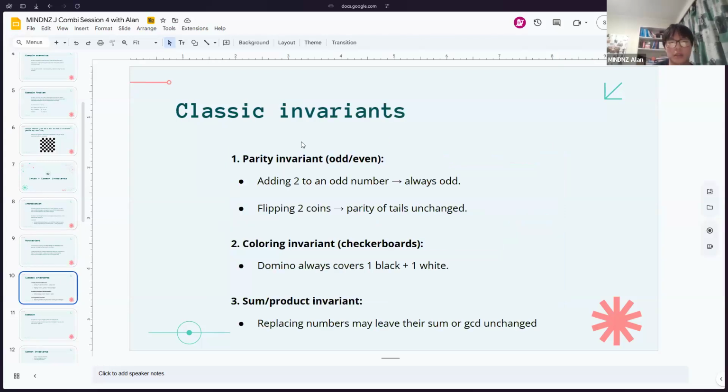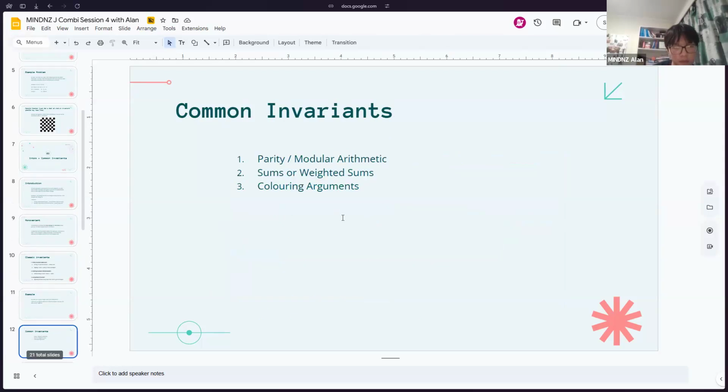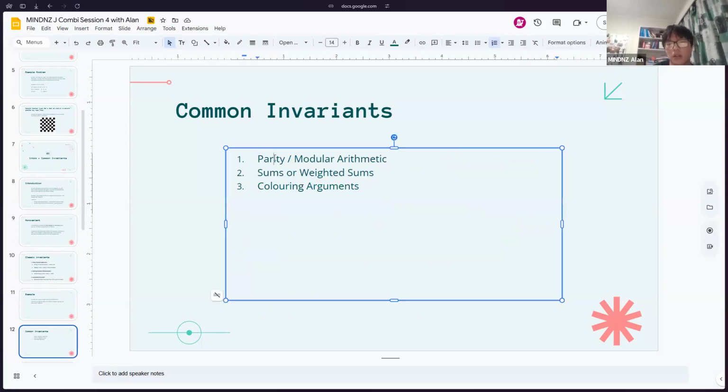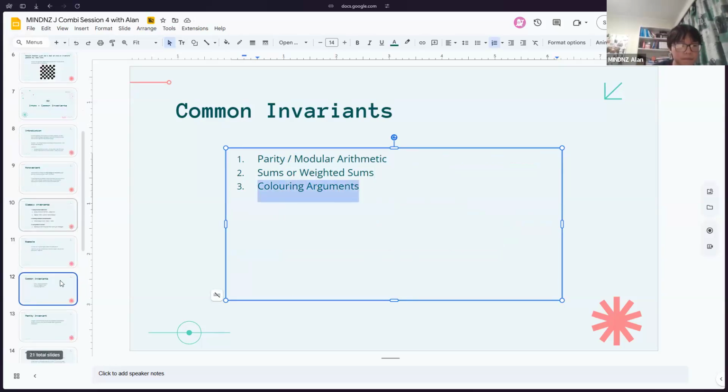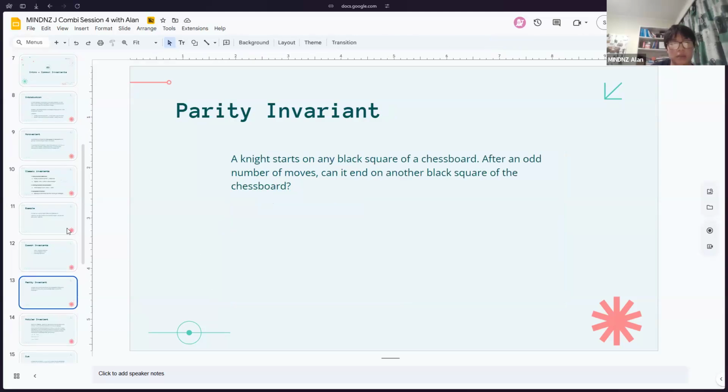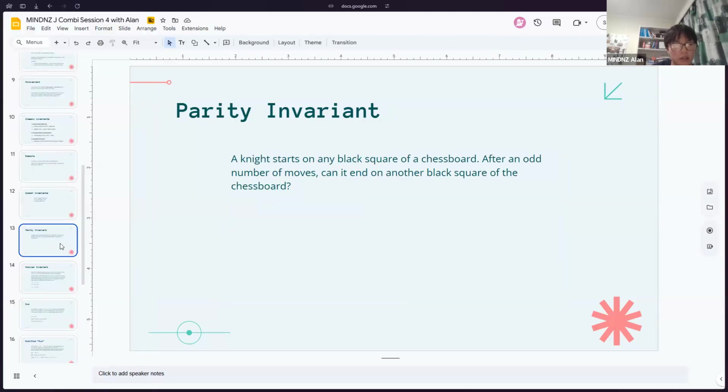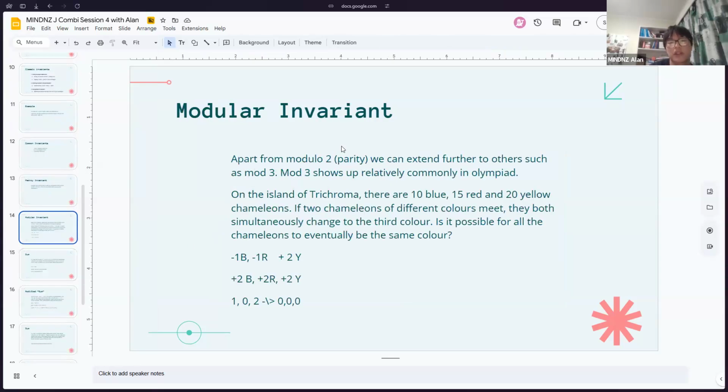And then we also looked at some classical invariants of parity, which is oddness and evenness, or mod 2. Modular arithmetic, we covered some mod 3 sums. So we just take the total sum of all the elements presented, or weighted sums, where we assign weights to some things. We also just covered some coloring arguments. So this is a parity invariant. It's pretty straightforward. This is a modular invariant.